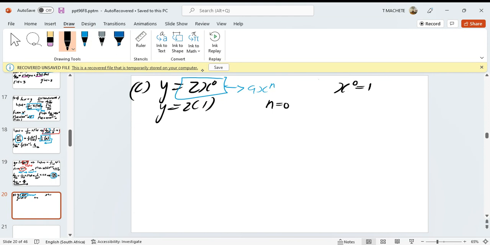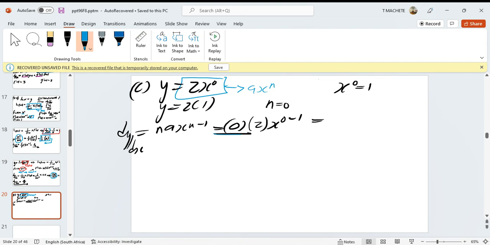So if you apply that rule that says n times a x to the power n minus 1, that's your differentiation. If you differentiate 2, you're going to get 0, which is your n, times 2 x to the power 0 minus 1. The reason why it's 0 is because of that n. For as long as your n is 0, your constant will always be 0. So dy over dx of a constant will be 0. Whether it's 1, whether it's 5, whether it's 3, whether it's 8, whether it's 100, as long as it's a number, it's 0.